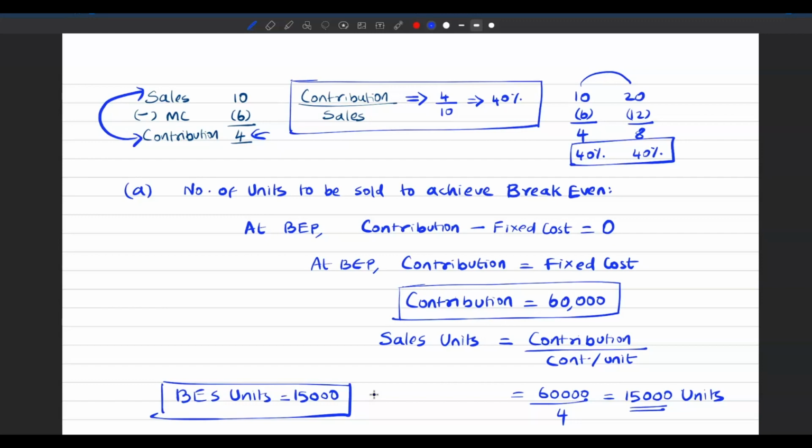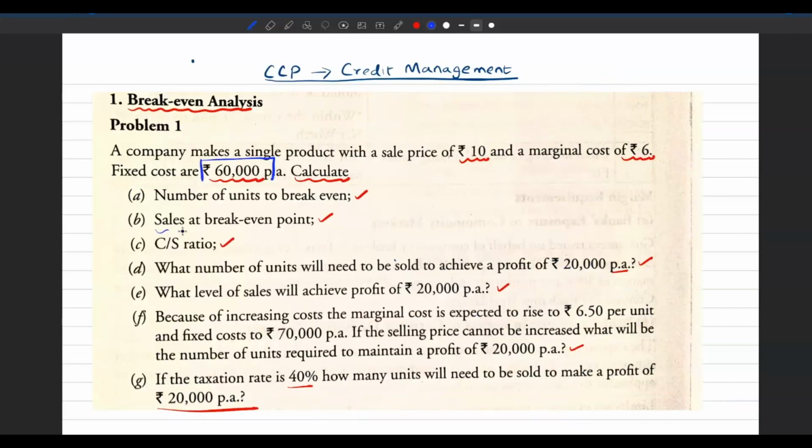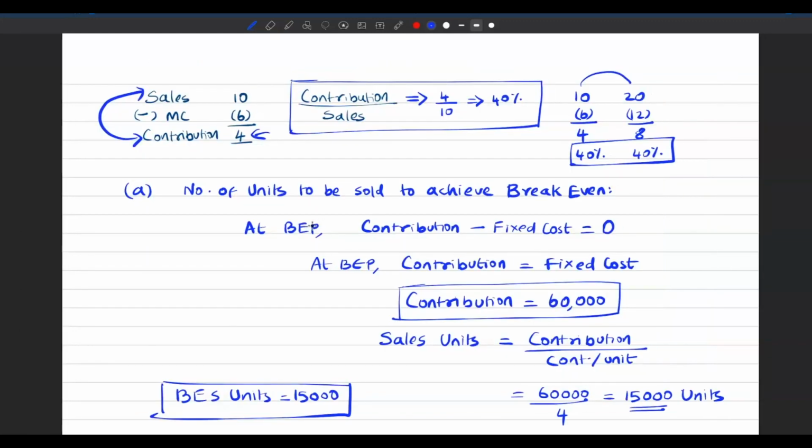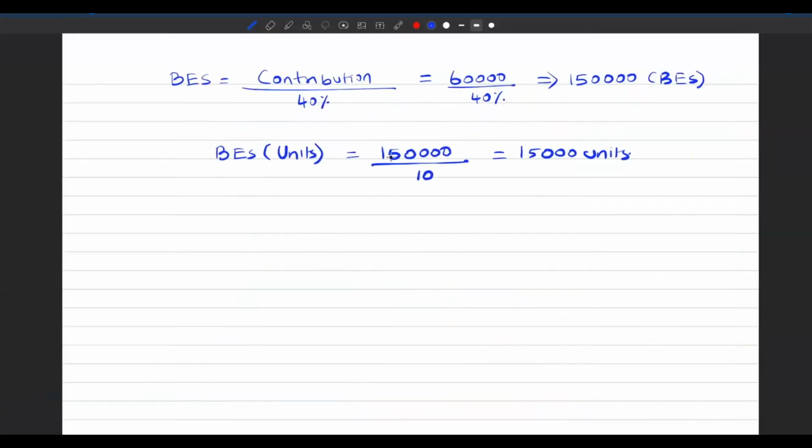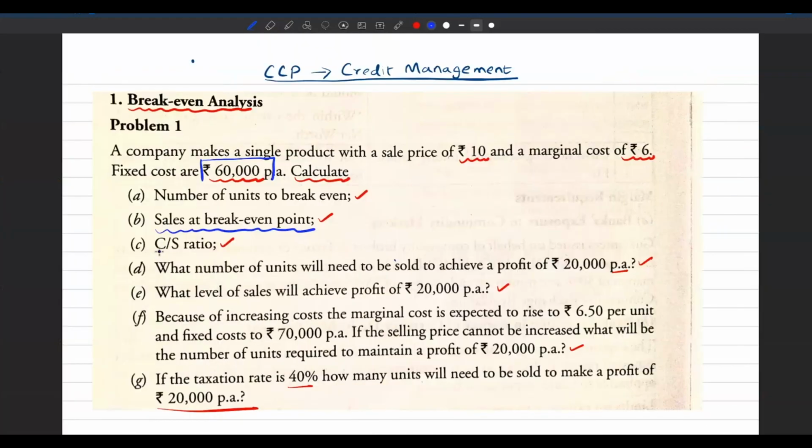Let's move on to the second question. What is the second question? You have to find out the sales at break-even point. Now we know the break-even sales is 15,000 units. So what is going to be the sales at break-even point? Already we have calculated it here, but still we'll do it. Item B, sales at break-even point is nothing but this 15,000 units multiplied by 10 rupees. So it is 1,50,000. That's question B.